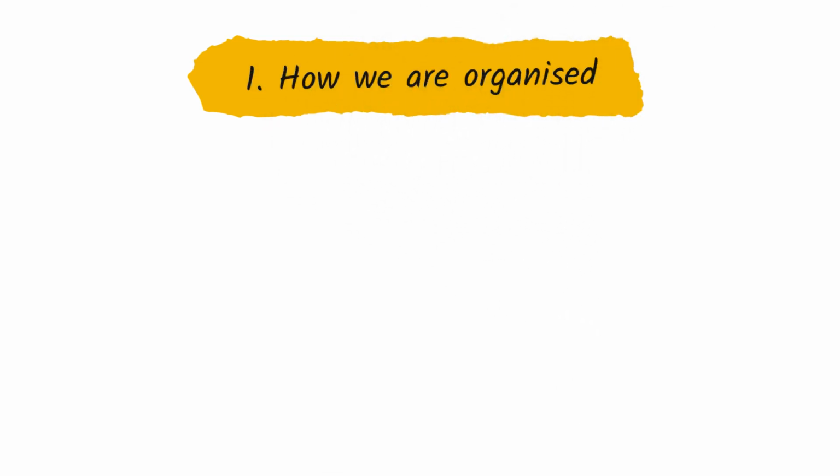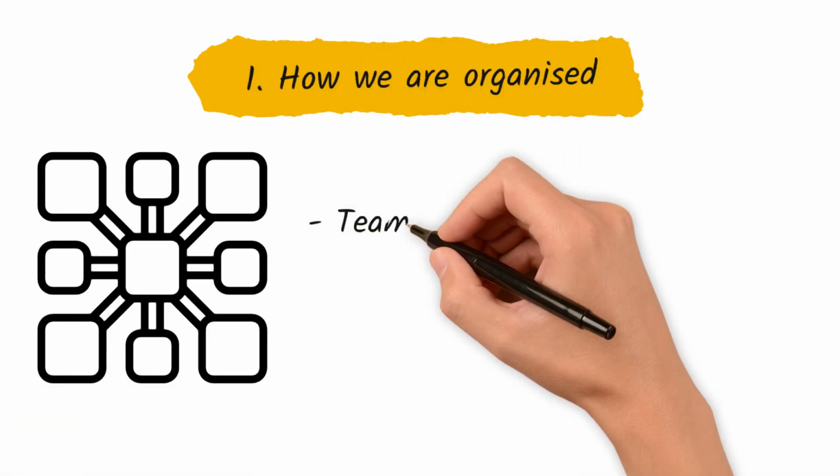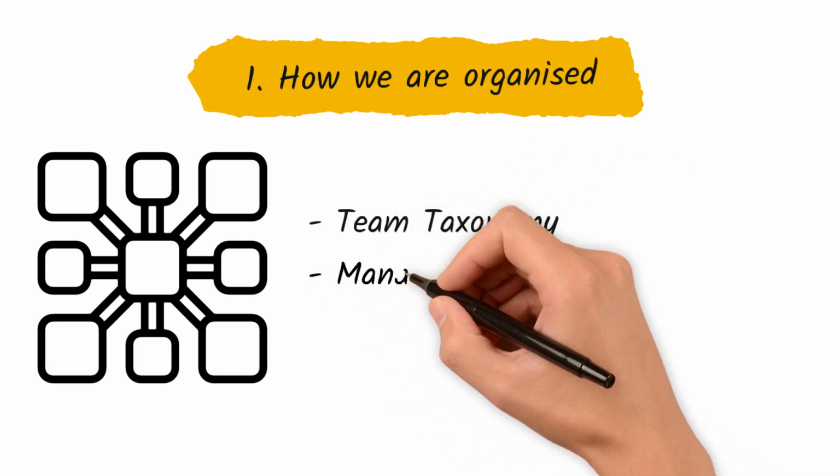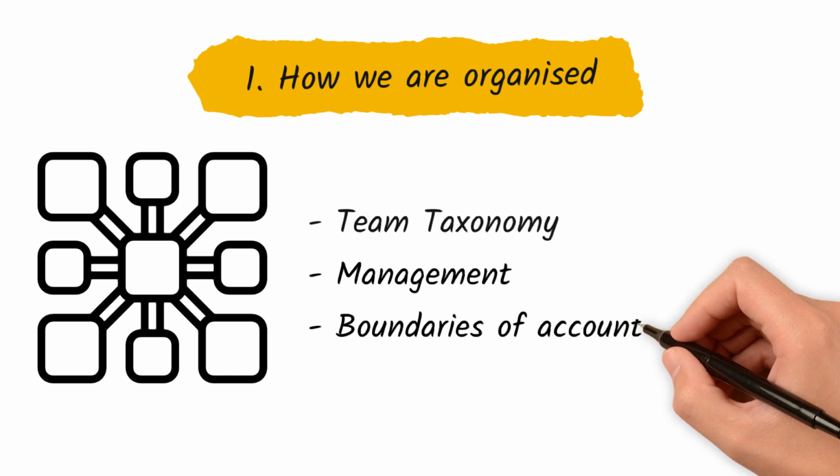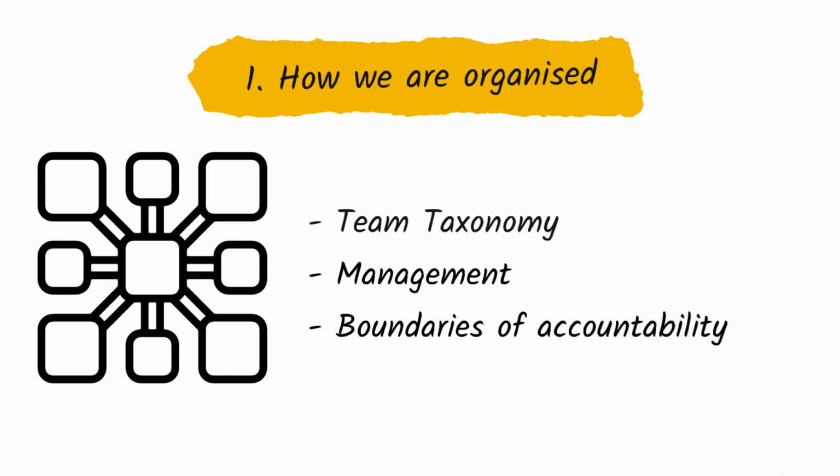Component 1. How we are organized. The organizational component defines the teams, reporting lines, and boundaries of responsibilities and accountability. The structure of an organization or a department is the most visual and perhaps often what people think of when they hear the term operating model.